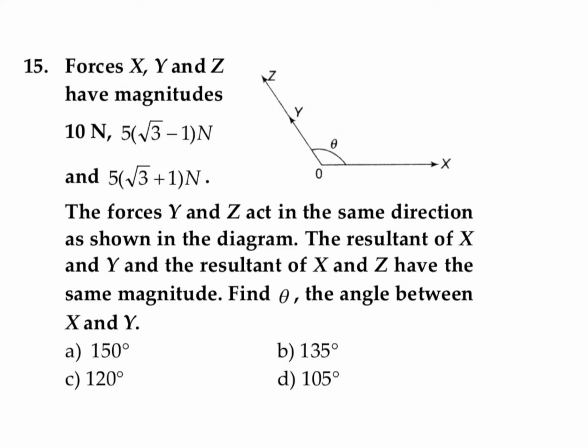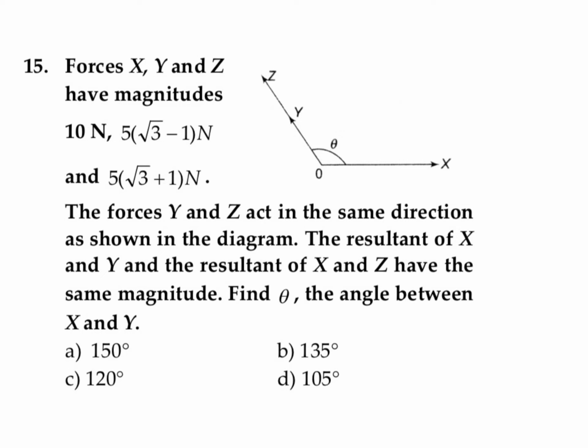In this question it is given that forces X, Y and Z have magnitudes of 10 Newton, 5 root 3 minus 1 Newton and 5 root 3 plus 1 Newton respectively. The forces Y and Z act in the same direction, as shown in the diagram.